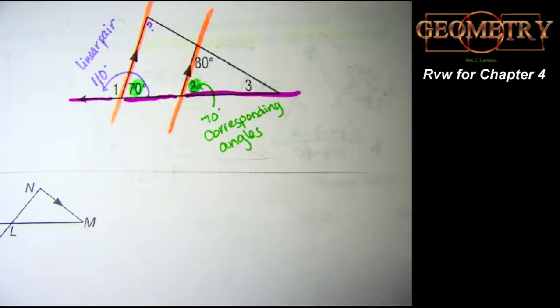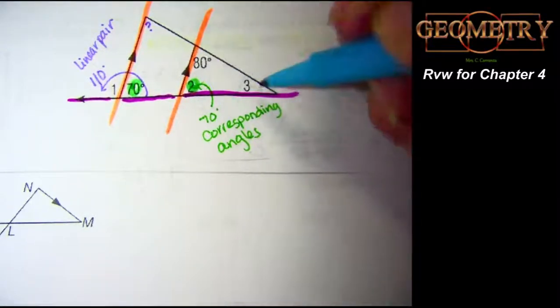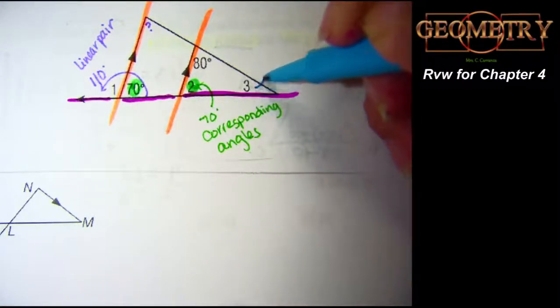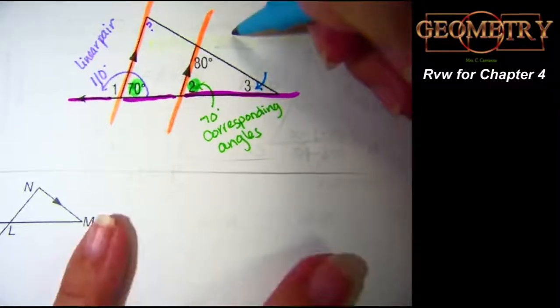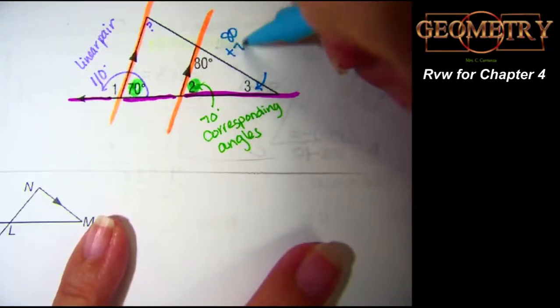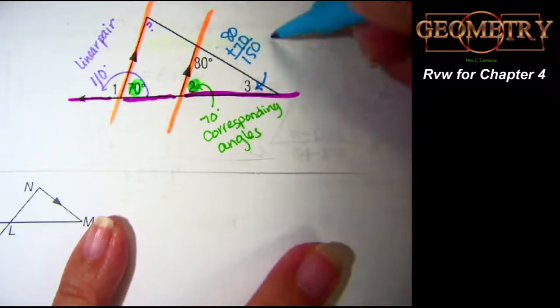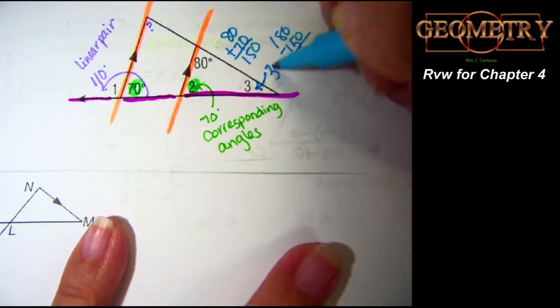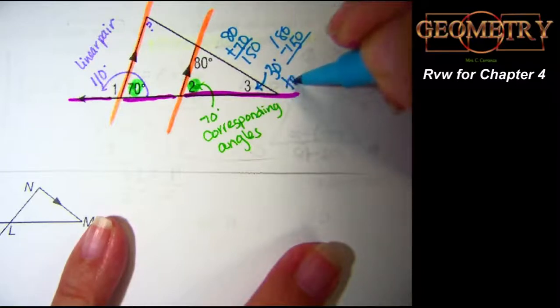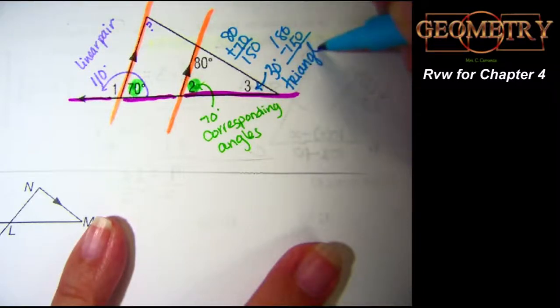Now that I have all these down, I know this is 70, this is 80. How do I find the measure of this angle? Add both and subtract that from 180. 30. This was using the triangle angle sum.